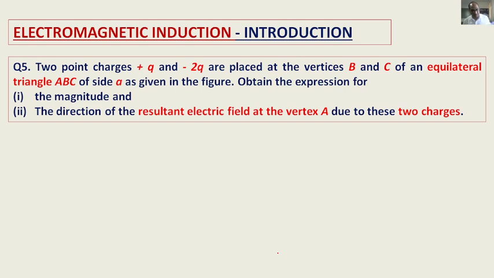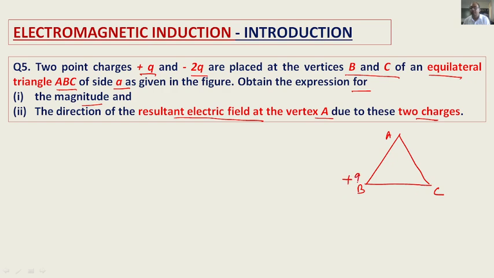So 2 point charges, plus Q and minus 2Q, are placed at the vertices B and C of an equilateral triangle ABC of side A. Obtain the expression for magnitude and direction of resultant electric field at the vertex A due to these 2 charges. Now we will make the figure. It is made in this way. Suppose this is A, this is B, and this is C.